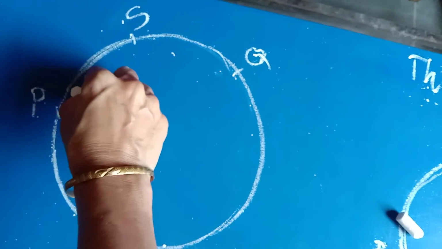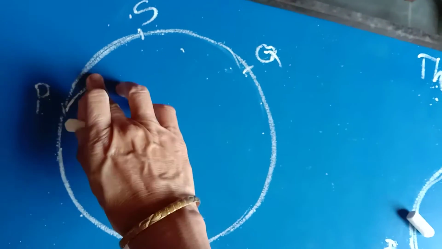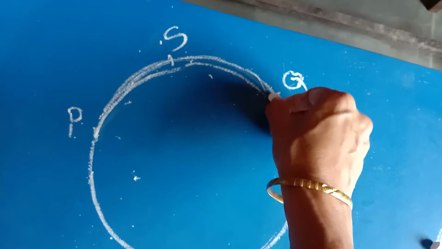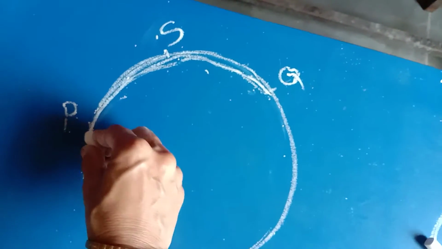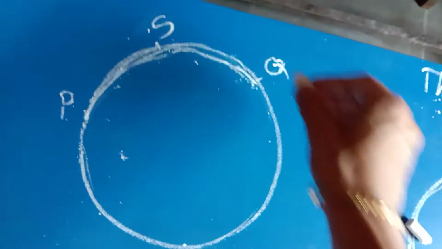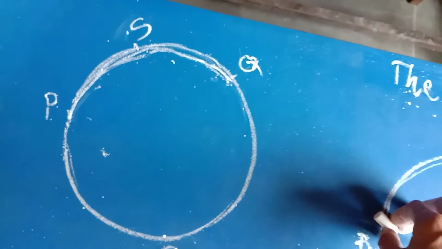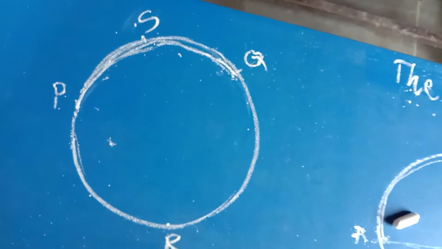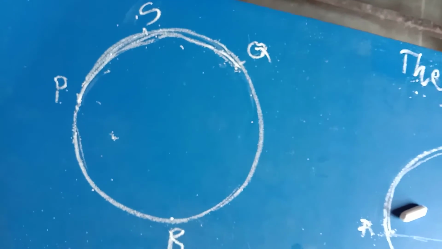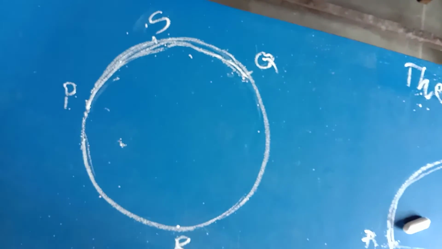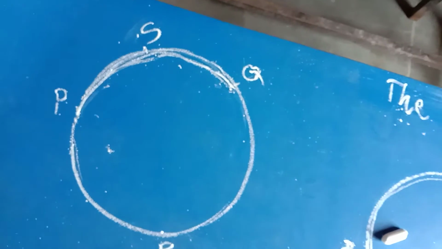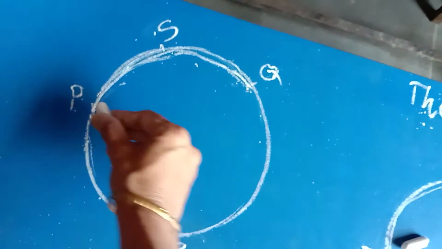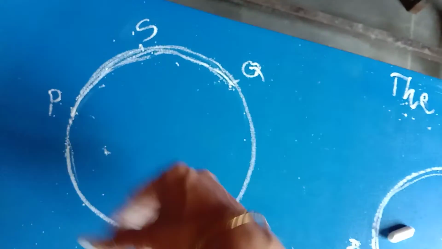This part, this one, and this one. These two parts have divided the circle into two parts. Each of these parts is an arc of a circle. इसको क्या बोलते हैं? Arc of the circle. This means that P and Q have created two arcs. P और Q से दो आर्क बन गए, है ना?